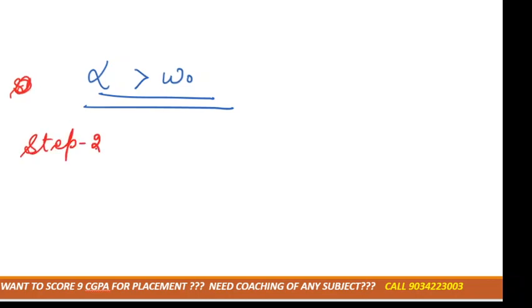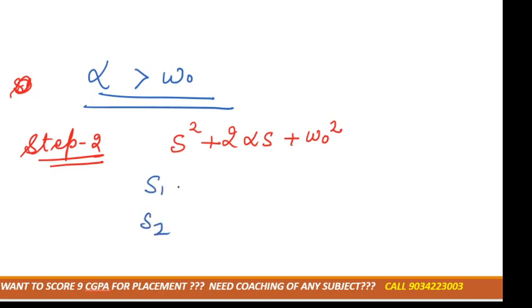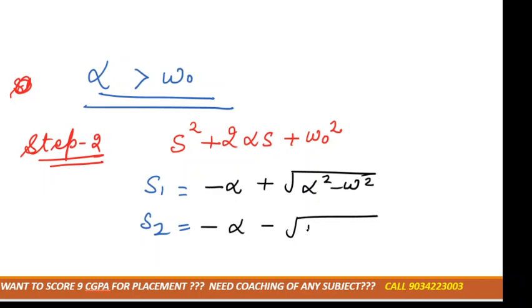Then in step number 2, we have to calculate the equation, that is s square plus 2 alpha s plus omega naught square. From this equation, can we get the value of s1 and s2? Right? Remember the formula like minus b plus minus root of b square minus 4ac. So this formula will apply. That would be minus alpha plus root of alpha square minus omega square. Again minus alpha minus root of alpha square minus omega square.